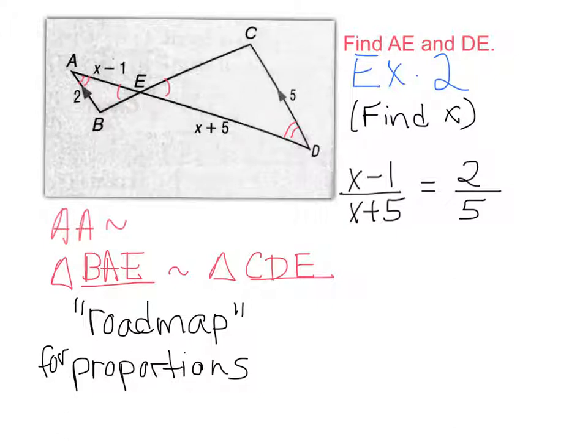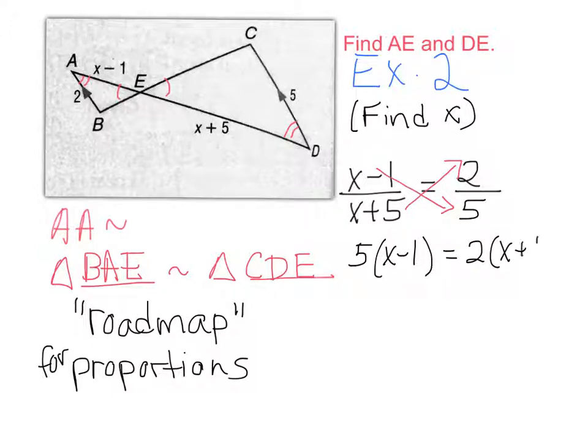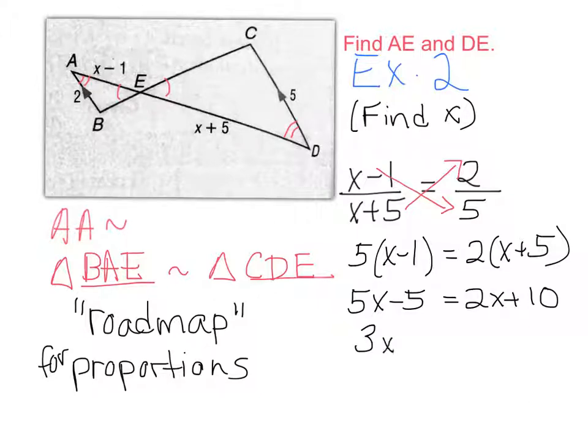So now we're going to go ahead and simply cross multiply in this proportion here. And remember, cross multiplying is just a way of making it into an equation without the fraction anymore. So this is going to be 5 times (X minus 1) equals 2 times (X plus 5). And if I distribute, don't forget to do that, we get 5X minus 5 equals 2X plus 10. And then minus the 2X on each side gives me 3X, and then add the 5 gives me 15.